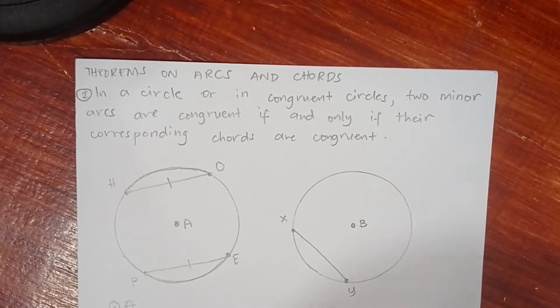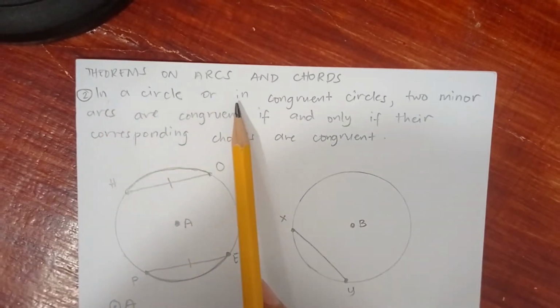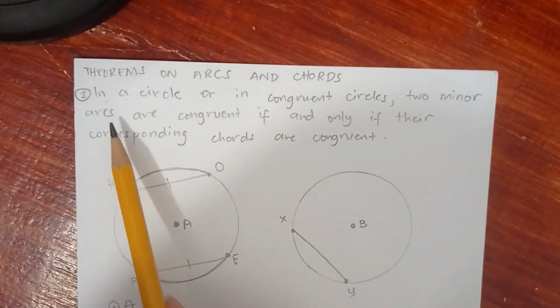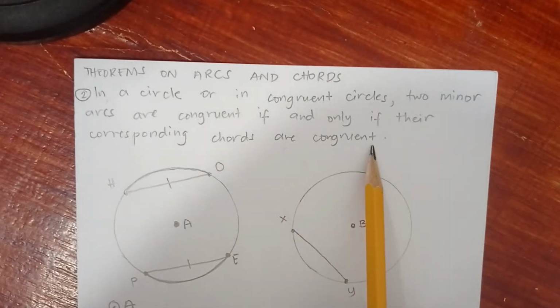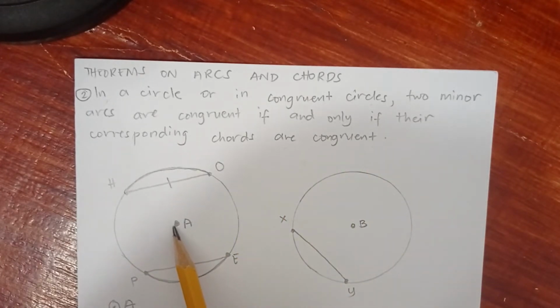Now, let's proceed with another theorem on arcs and chords. Diba? Ang arc is a part of a circle, while chord is a line segment that connects two points on the circle. So, dito, in a circle or in congruent circles, two minor arcs are congruent if and only if their corresponding chords are congruent. For example, dito muna tayo sa circle A. Sa circle A, meron tayong two chords. Chord HO and chord PE. Diba? Line segment HO and line segment PE.